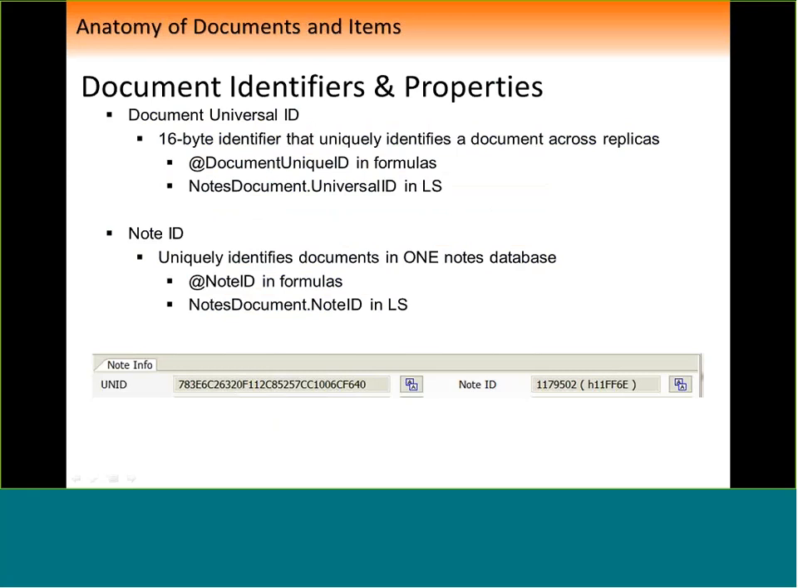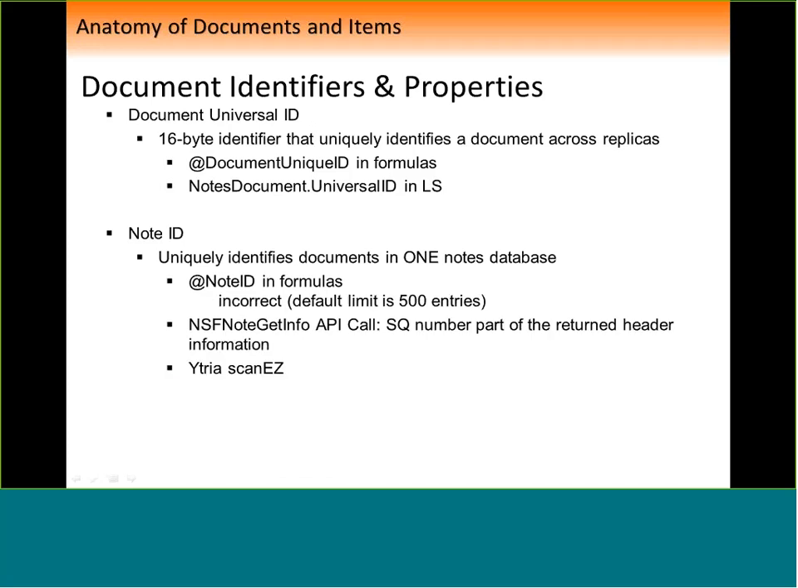And then there is the note ID, which is a smaller identifier, which is why it is the one used in individual databases. It identifies documents in one database at a time, but you're going to see that documents with the same universal ID across different replicas will have different note IDs. You can query this using @NoteID in formulas and the NoteID property of the NotesDocument class in LotusScript.